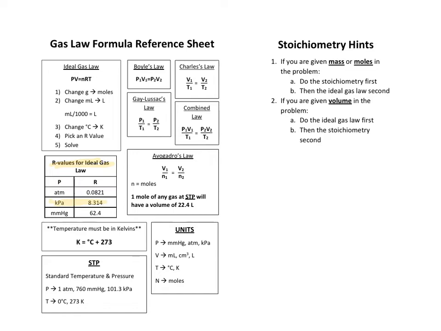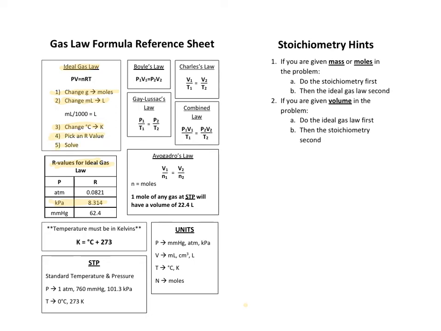And just to double check on our red sheet that we're making sure we're checking all the boxes: change grams to moles, we're going to work on that next. Milliliters to liters, we're trying to find the volume, right? So we'll come back to that one as well. We've got to make sure our degrees Celsius is in Kelvin. We already picked an R value and we're eventually going to solve.